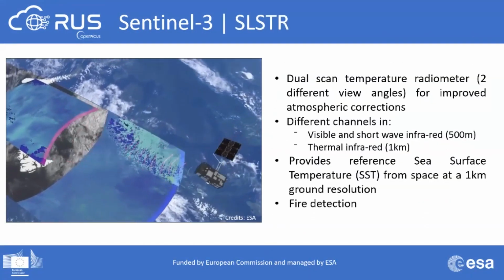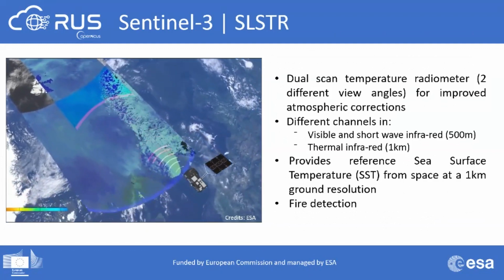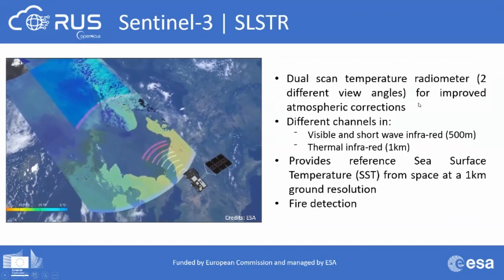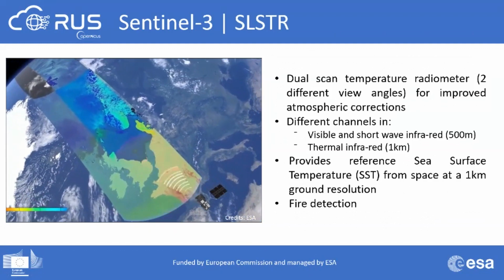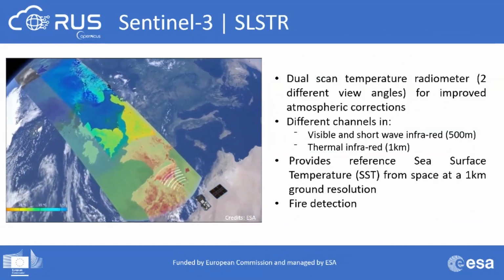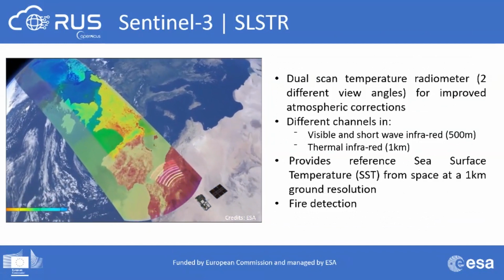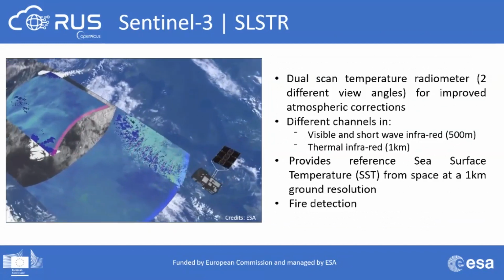The second payload is SLSTR, which is a dual scan temperature radiometer. So it has two different view angles for improved atmospheric corrections. This sensor has different channels in the visible and shortwave infrared part of the spectrum with a ground resolution of half a kilometer. It has additional channels in the thermal infrared part of the spectrum with a ground resolution of a kilometer.